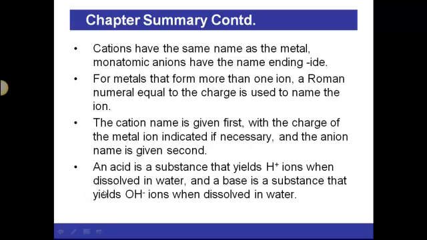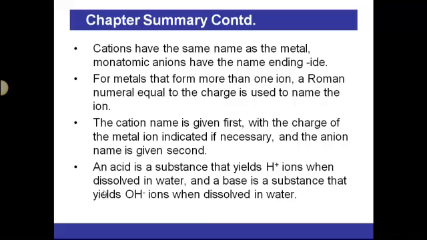Cations have the same name as the metal. Monoatomic anions have the ending "ide." So you're going to take off the "ine" ending, and replace it with the "ide" ending. For the transition metals that form more than one ion, you have to use the Roman numeral equal to the charge to name the ion. The cation name is always given first, with the charge of the metal ion indicated if necessary, and then the anion name is given second when you're naming ionic compounds.